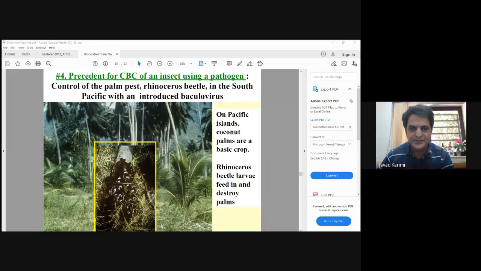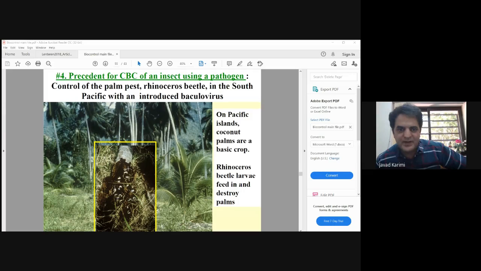from this challenge. This is another example, the coconut pest in the Southeast Asia. You know this pest. This is a rhinoceros beetle larvae, a beetle larvae which invaded this palm and invaded the tree and collapsed the tree completely.